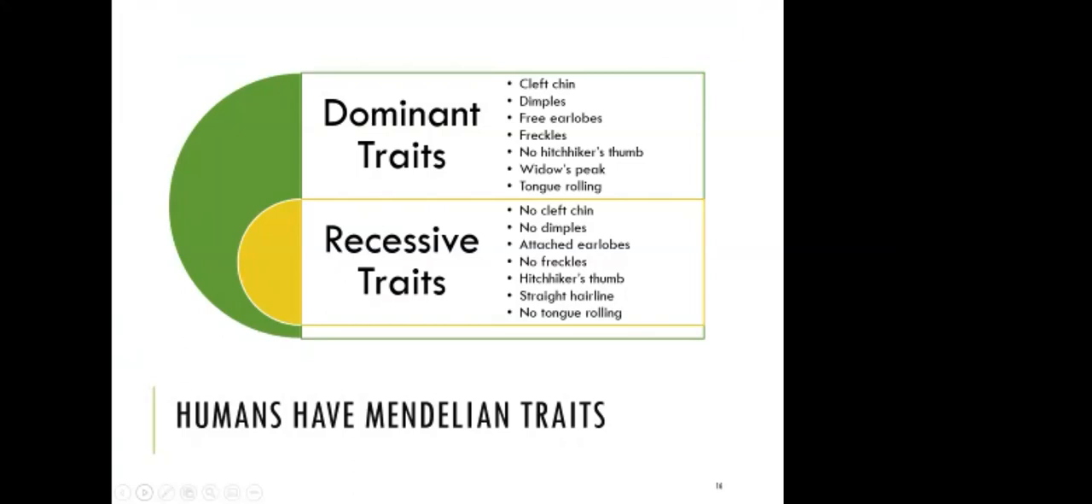So dominant traits: if you have a cleft chin or dimples or free earlobes, freckles, no hitchhiker's thumb. A hitchhiker's thumb is if you take your thumb and bend it as far back as you can. If it bends at almost a 90-degree angle backwards, then you have a hitchhiker's thumb. If it won't bend backwards, then you don't have a hitchhiker's thumb. I do. My thumb bends backwards in kind of a freakish, bizarre way. Widow's peak is dominant. I do have a widow's peak. I'm not going to mess my hair up to show you though.